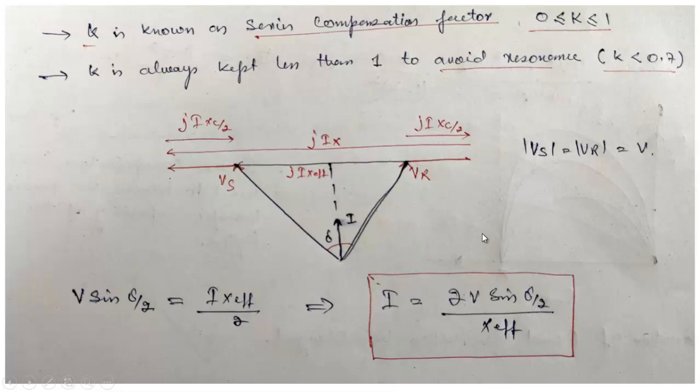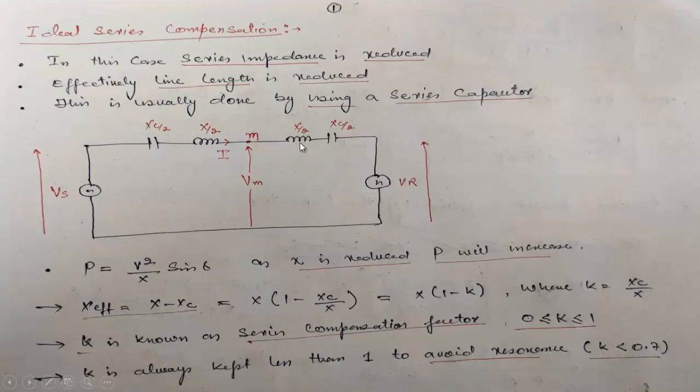Now this is the phasor diagram for the ideal series compensation. This is Vs, this is Vr, and this is jIX effective, where X effective is equal to X minus XC. So the actual phasor would have been like this, jIX without XC, but because of XC, and I have used half of the XC over here, half of the XC here.